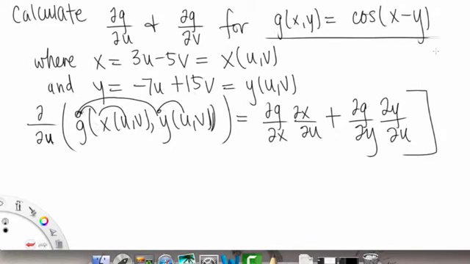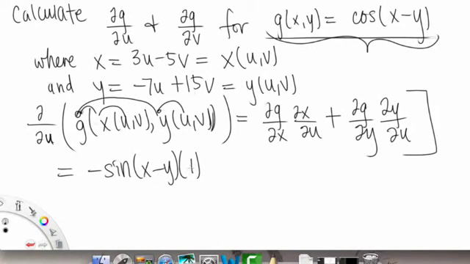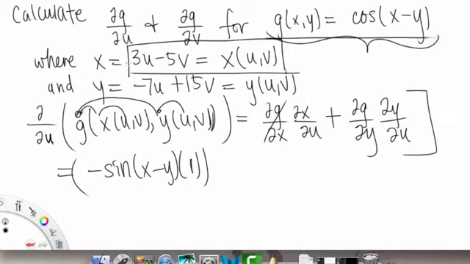Here we're going to have that partial g partial x. Let's just write that out. If we take the partial derivative of this with respect to x, we get negative sine of x minus y, and then from the chain rule we take out a 1, which is the coefficient of our x. That's partial g partial x. Then for partial x partial u, if we look at this function here and take the partial derivative with respect to u, we just pull out that coefficient, which is a 3.